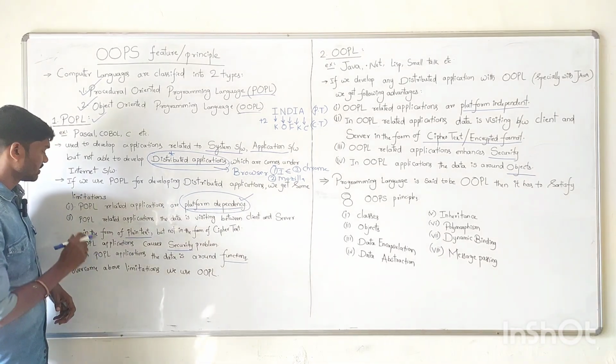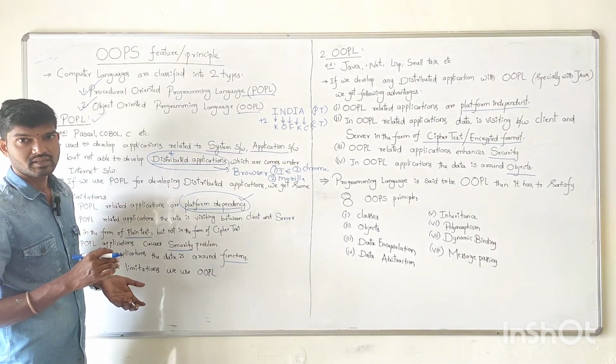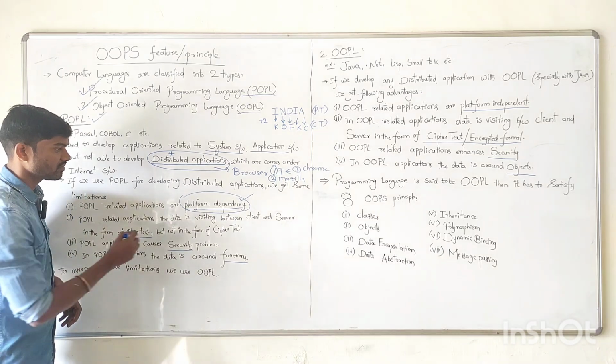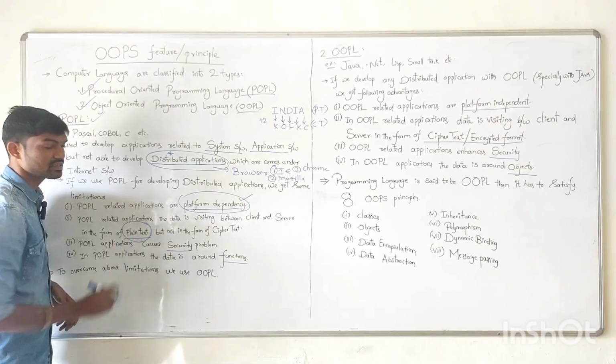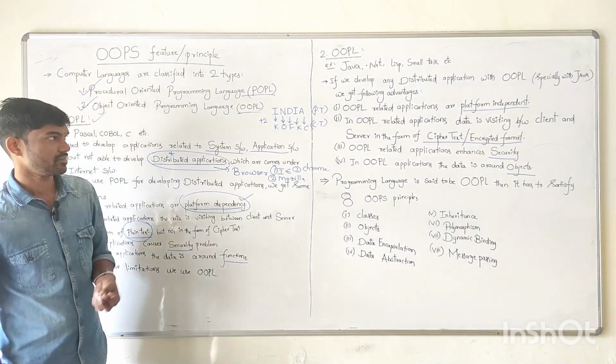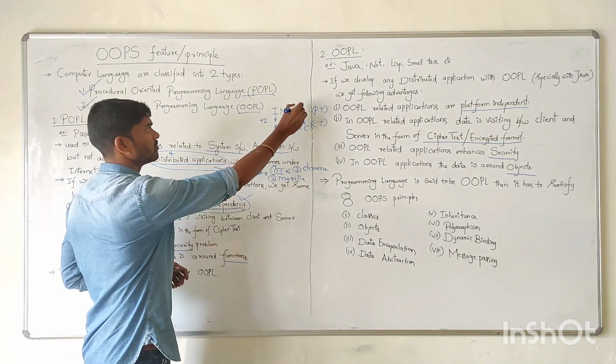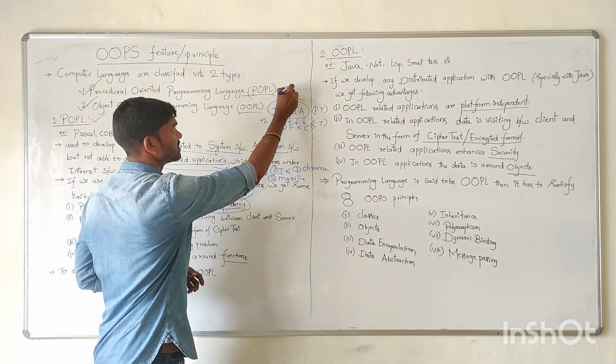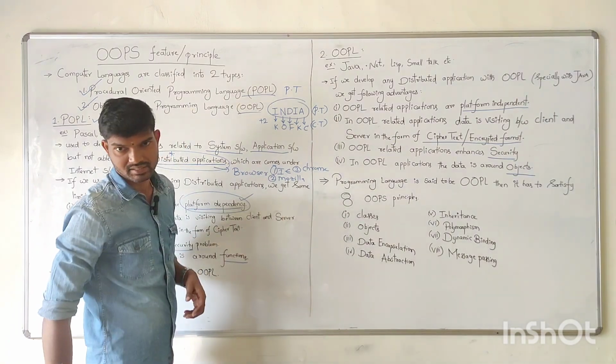The second one is that if the data is traveling between client and server, the data will be in the form of plain text only. Plain text is an understandable format. For example, India is a country name, and this data is understandable, which is known as plain text.